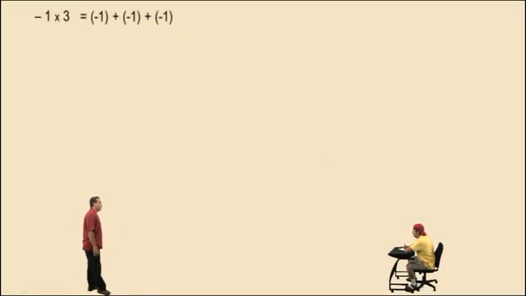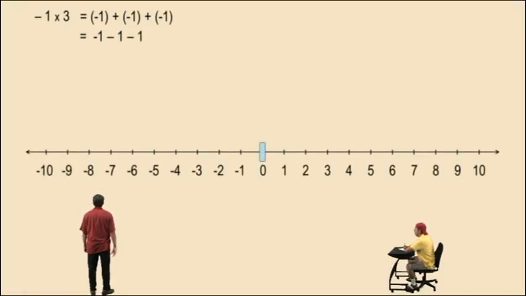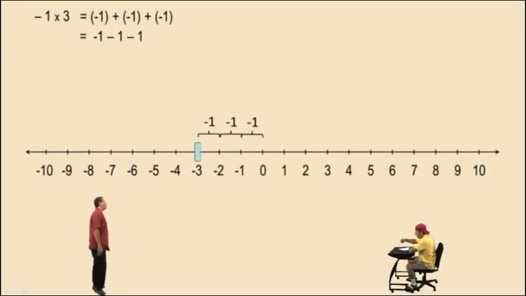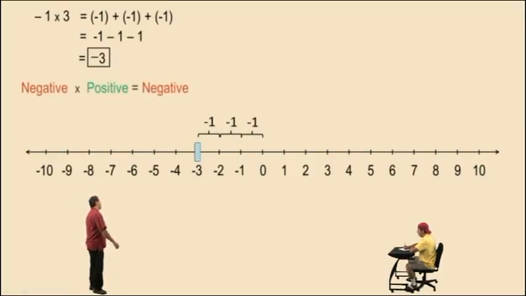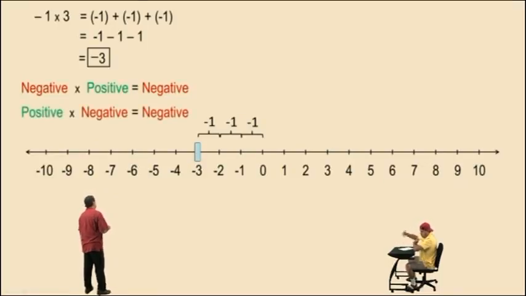Now, what about -1 times 3? Well, -1 times 3 means -1 plus -1 plus -1. We're adding negative numbers, so you can rewrite it as -1 subtract 1 subtract 1. Well, if we add 3 negative 1s together, we do end up with -3. So -1 times a +3 is -3. This means a negative times a positive must be negative. And by the commutative property for multiplication, if negative times positive is negative, positive times negative must also be negative.